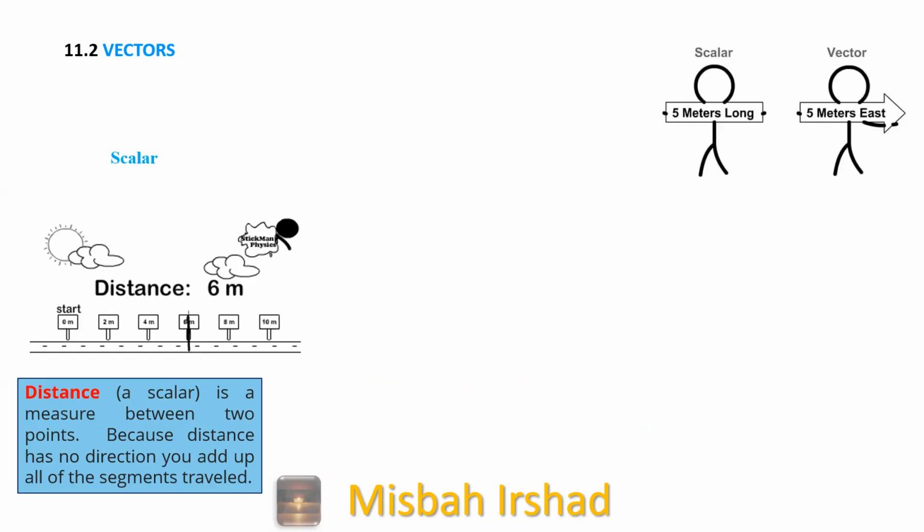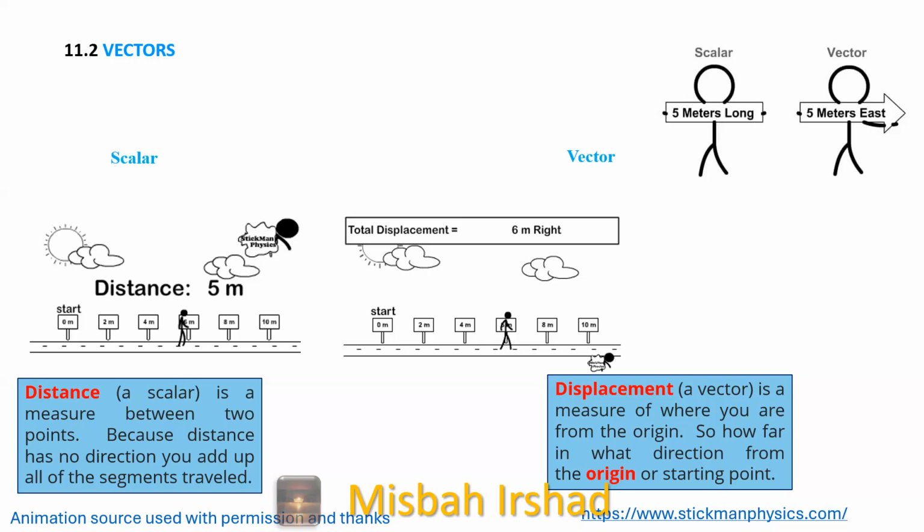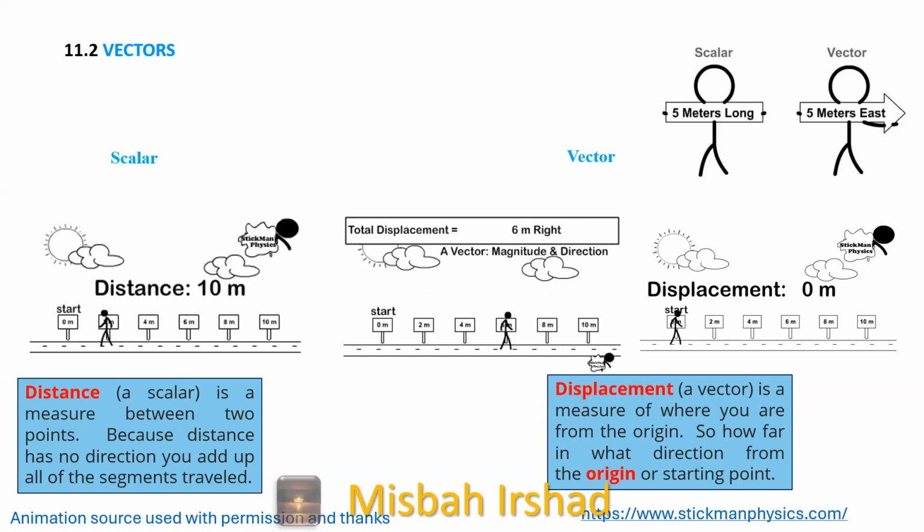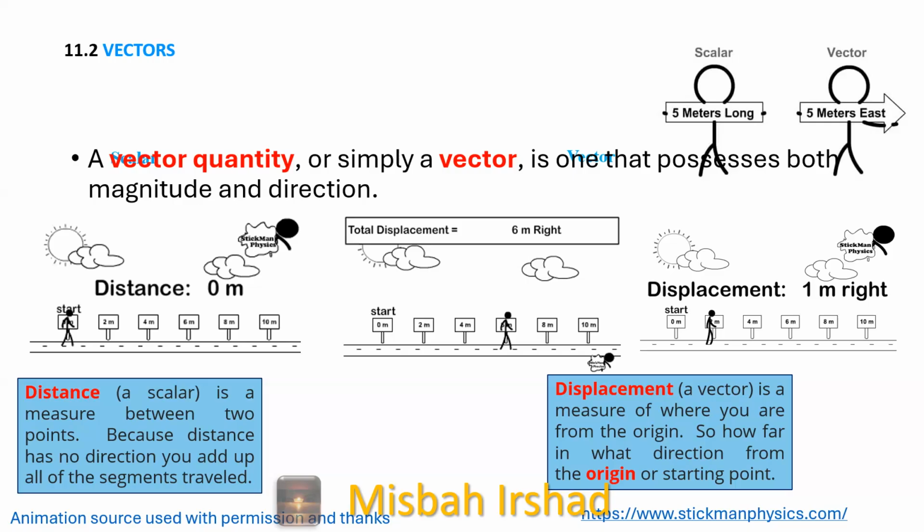What if you tell a friend, I walked 5 kilometers? Have you completely described your movement? The answer is no. You also need a direction. For example, 5 kilometers north, or 5 kilometers south, or 5 kilometers east. All have the same distance but different directions. So a quantity having both magnitude and direction is called a vector.